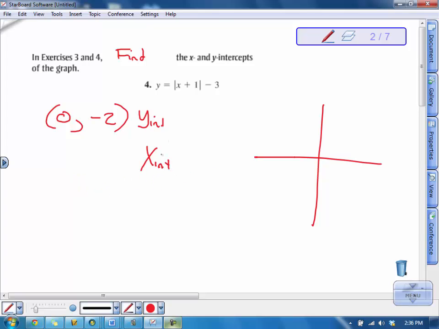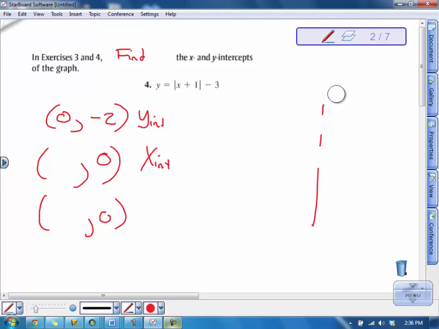Now to find the x-intercept, I'm going to plug in 0 for y. Okay? Because if I plug in 0 for y, I know I'm talking about the x-intercept. Now because this is an absolute value, there could be 2 of them. So there could potentially be 2 answers to this x-intercept. So let's go ahead and do it. When I plug in 0 for y, I get the absolute value of x plus 1 minus 3.